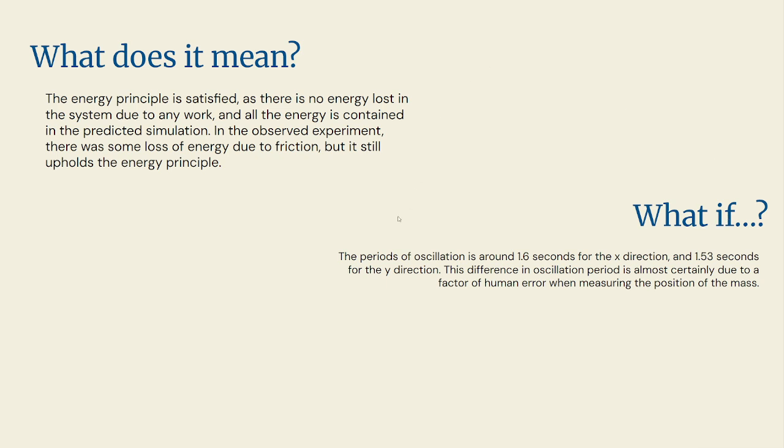What if the periods of oscillation are around 1.6 seconds for the x direction and 1.53 seconds for the y direction, and this difference in oscillation period is almost certainly due to the effect of human error when measuring the position of the mass.